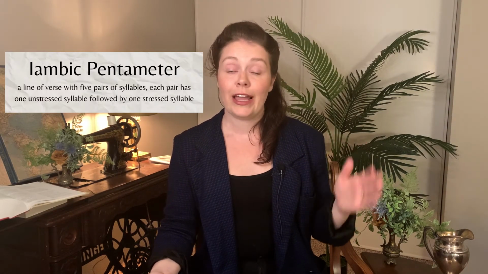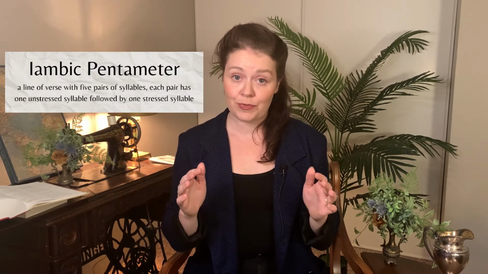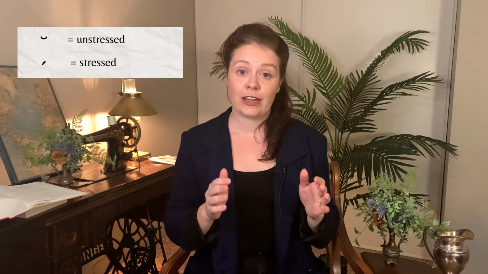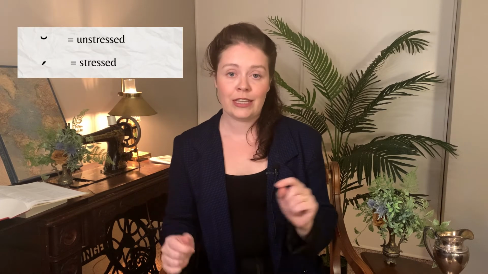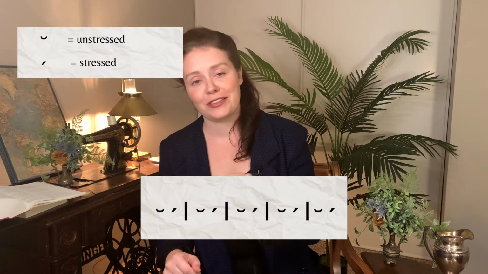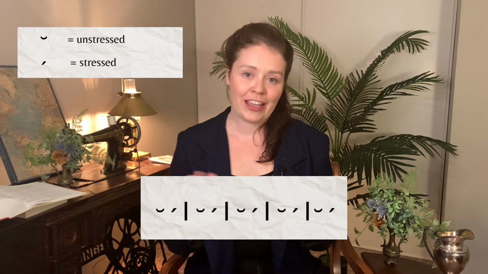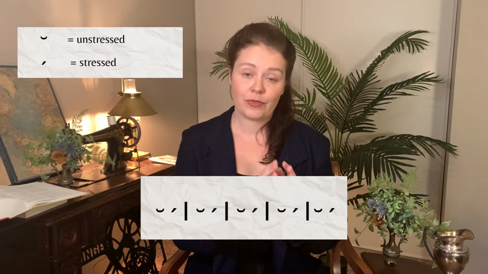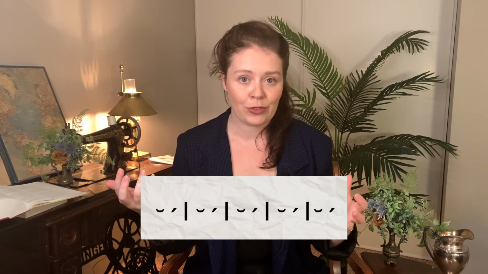Okay, so what is iambic pentameter? Iambic pentameter is a line of 10 syllables. Those 10 syllables are divided up into couples of 2. And each couple is unstressed, stressed, unstressed, stressed, unstressed, stressed, unstressed, stressed, unstressed, stressed. So I am meaning 2 syllables, and there's 5 of those couples. So just remember that there are 5 couples sitting at a table.